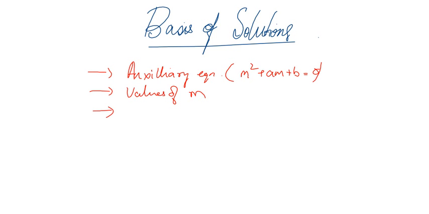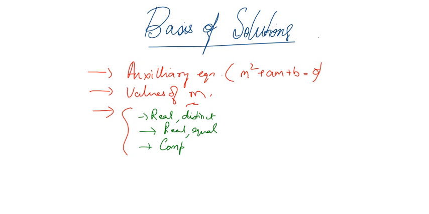To determine what kind of case the value of m would be, whether it is going to be real and distinct, real and equal, or complex in nature. So there are three types: real and distinct, real and equal values of m, and you may also end up with a complex value of m. So the question is, then how do we solve?